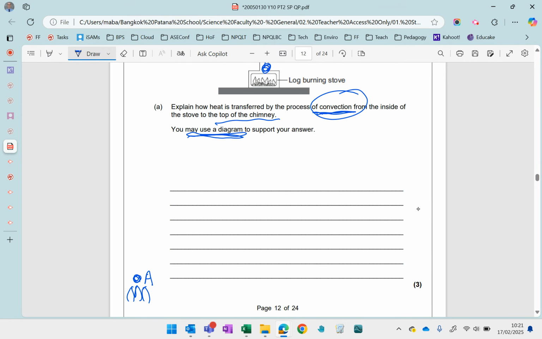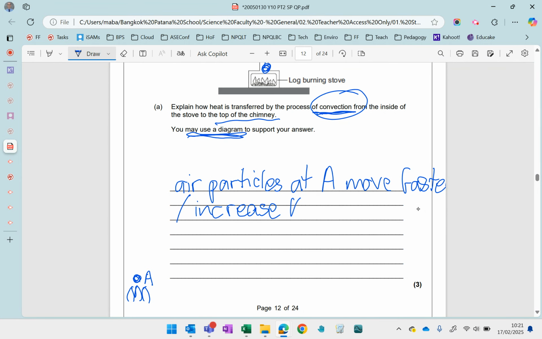The air is getting heated up, so we've got to be careful here. That means that the air particles at A, because I've got my diagram, are going to move faster. Or we can talk about them having an increase in kinetic energy. They gain energy from the thermal energy store of the log burning stove, and that increases the kinetic energy store. But it's important that we're talking about the air particles here.